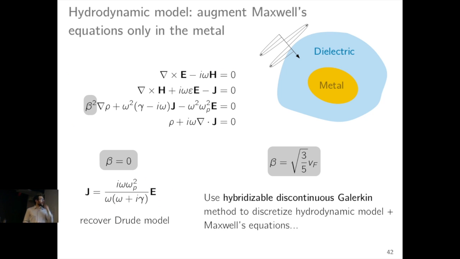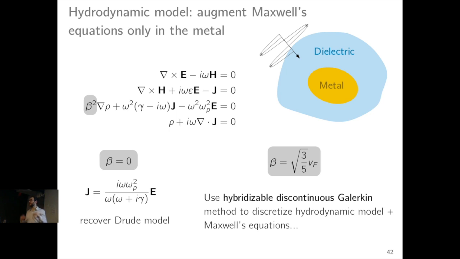Mathematically, in addition to Maxwell's equations, we need to solve inside the metal these two additional equations, where J is the electric current and rho is the induced electron density. And this beta parameter is the only one I have not taught so far. This beta is known as the quantum parameter. If you set it to 0, then you recover a local relationship between the electric current and the electric field. And this local relationship is nothing but the Drude model that I've been describing up until now.